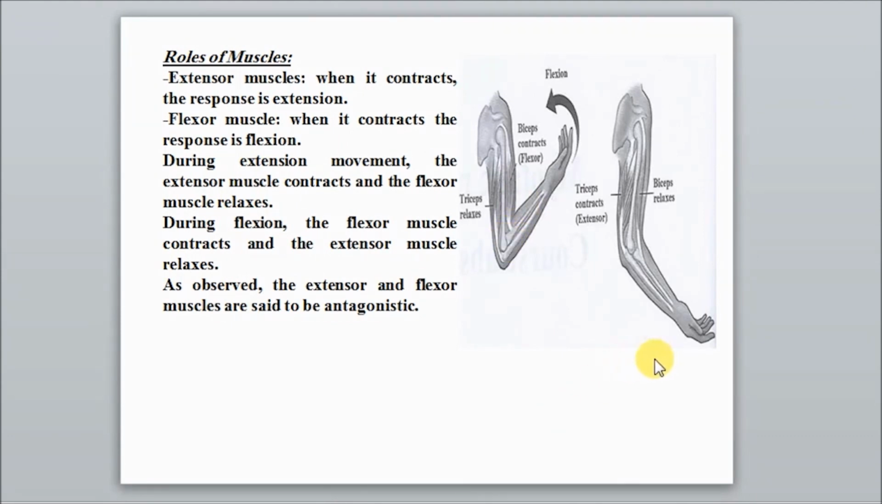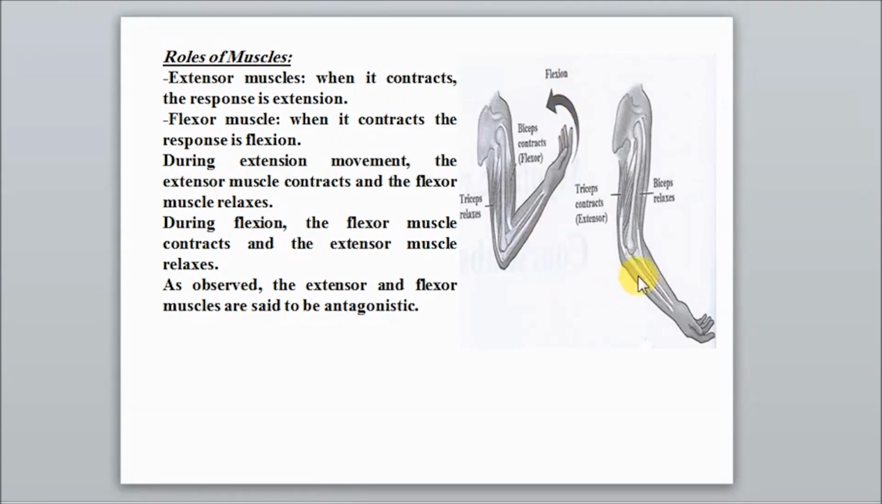And in the second figure here, the tricep muscle, which is the extensor muscle, is contracting. Now, the arm is going to straighten. It is going to extend. As you would observe, the angle is increasing between the forearm and the upper arm, in contrast to the flexion movement, where the angle had decreased.